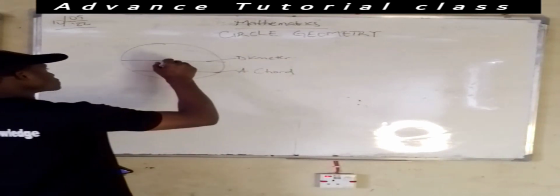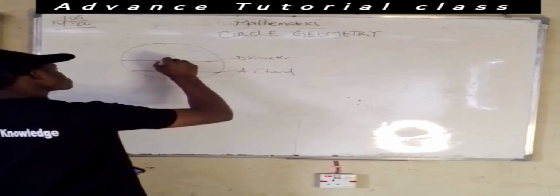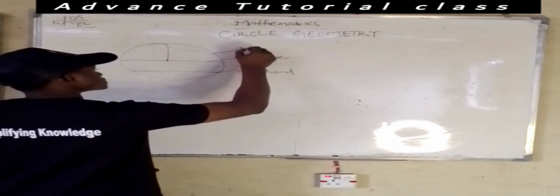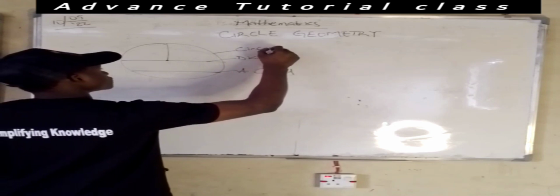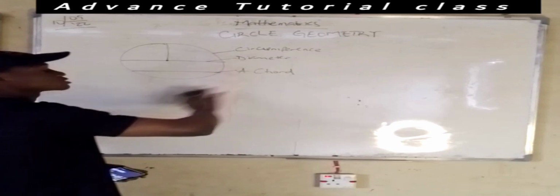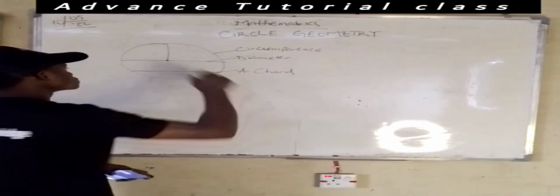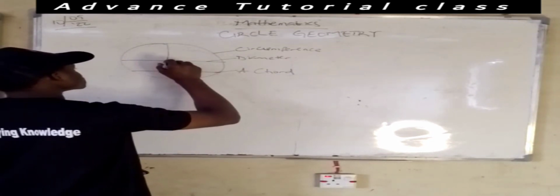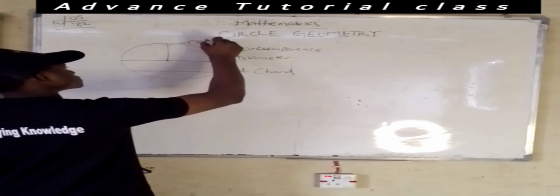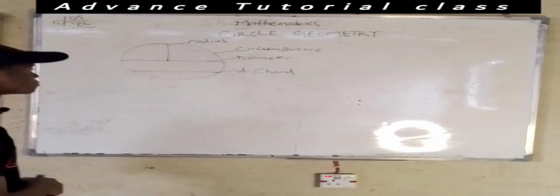Now, if I put a line from the center of the circle to any point on the circumference of the circle, this is the circumference of the circle. So it is the total perimeter around the circle. So if I take a line from the middle of the circle to any point of the circumference, that line is known as the radius of the circle.